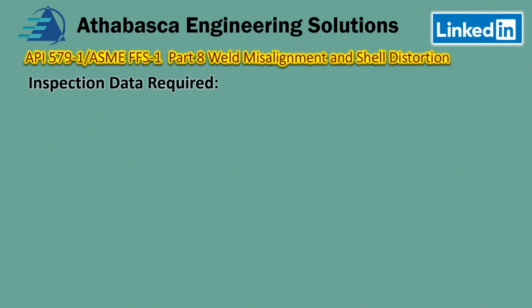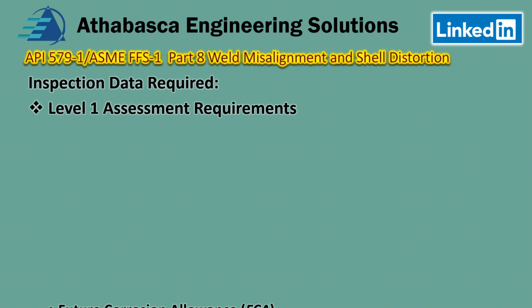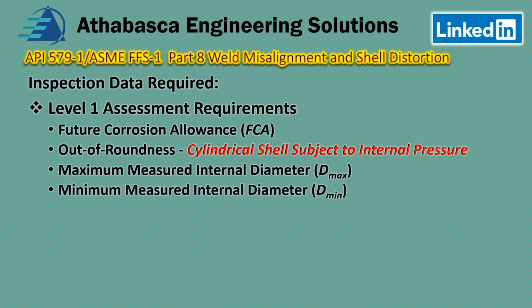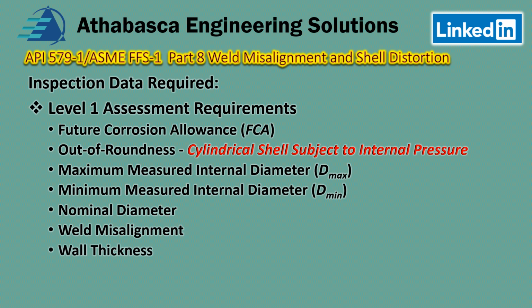About inspection data required. Now, if one were performing a level 1 assessment, then the following essential items are required. The future corrosion allowance, the FCA, the out of roundness, which is for cylindrical shells subject to internal pressures, a typical example where this would be a concern. The maximum measured internal diameter, the minimum measured internal diameter, the nominal diameter, so the diameter that we're starting with, the ideal diameter, as it's also referred to in API. We can look at the weld misalignment, the wall thickness, and the radial misalignment.